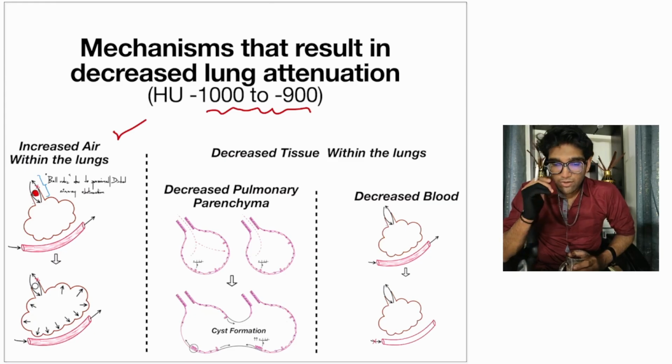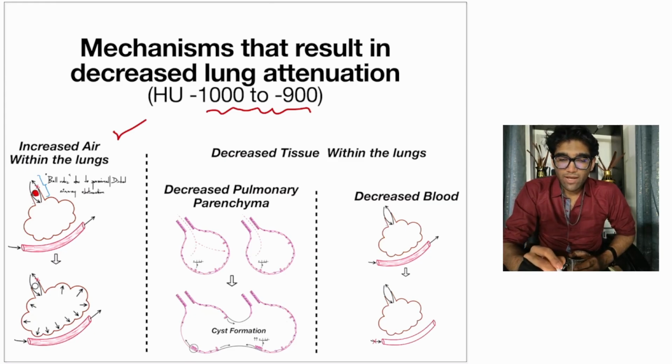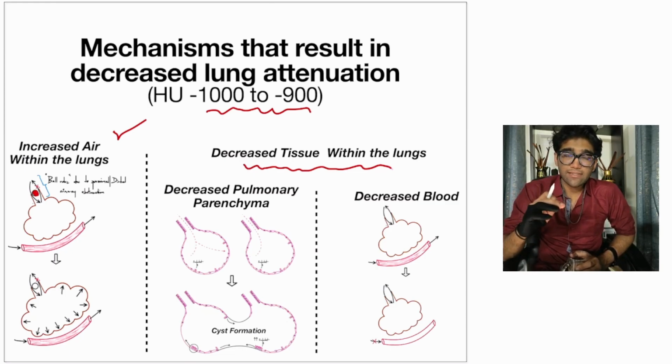Now the other possibility is, and this is when you have areas of lucency within your inspiratory CTs, that the tissue is decreased. So the air is not increased, but the amount of tissue that is there is decreased. Now there are two types of tissue within the lung. There is the lung tissue itself, and then there is blood that is coming in.